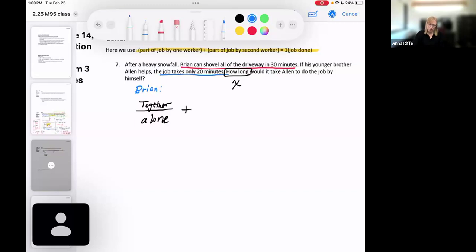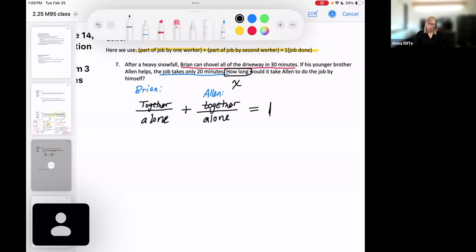Plus, same idea for Alan. We're going to take the ratio of his work, if they worked together, how much of the job would he complete together versus how much of the job would he complete alone? And then if we add the parts together, the part of the job completed by Brian, part of the job completed by Alan, that should give us the whole job because it says that they've completed the whole driveway.